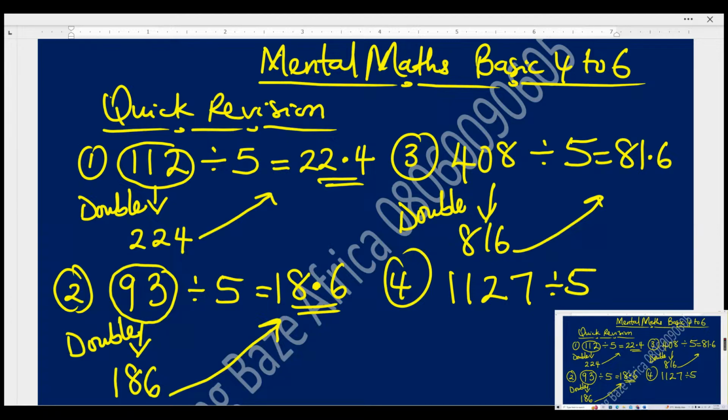Now, for this last question for the revision, let me see who is going to give me this answer first. What is 1,127 divided by 5? Double it first, then introduce a decimal point. I'll be waiting for your answer in the comment section. What is 1,127 divided by 5?